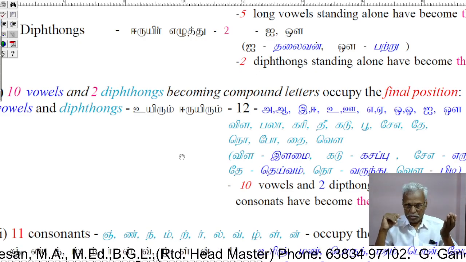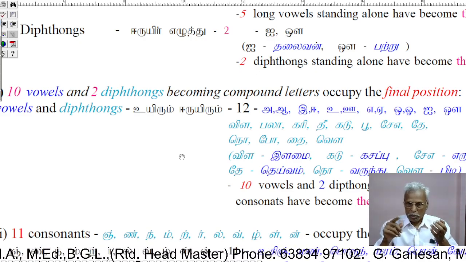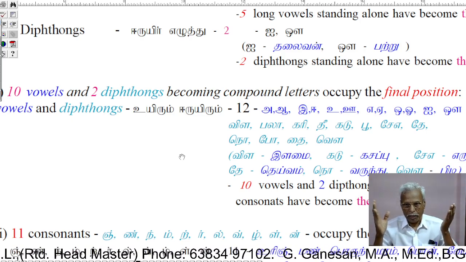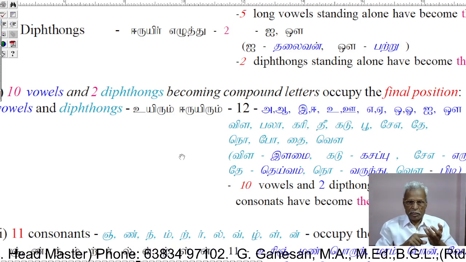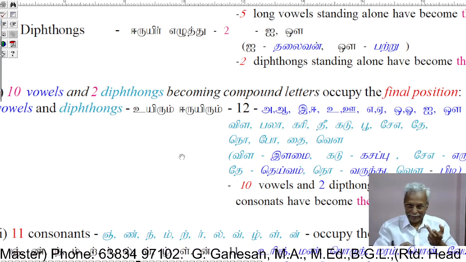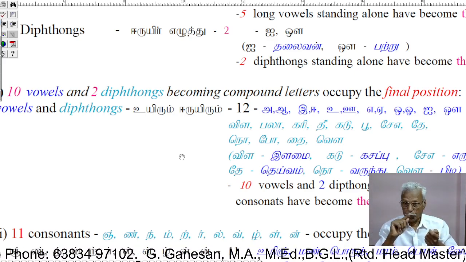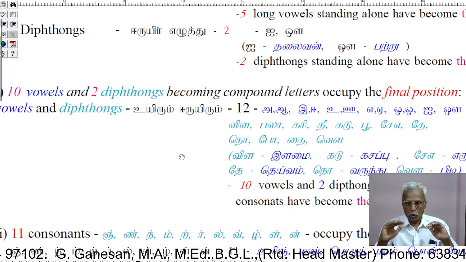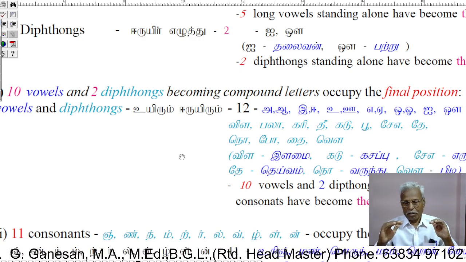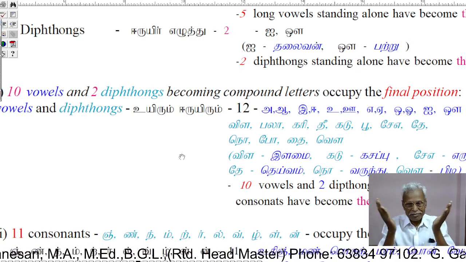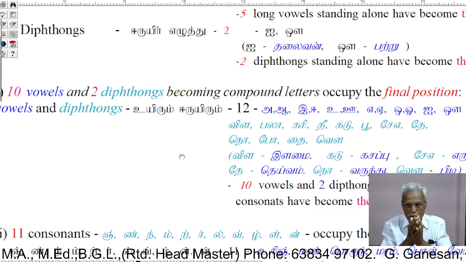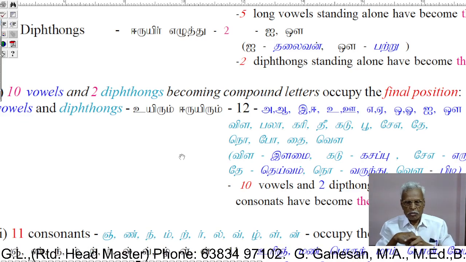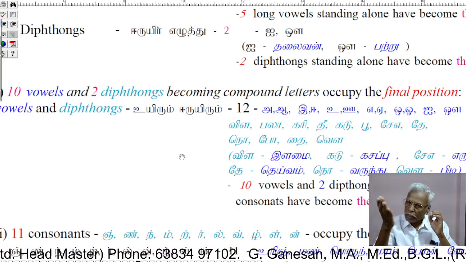Vowels and diphthongs, uyir, 12. A, E, U, E, O, I, Ow. Vida, Pala, Kari, Ti, Kadu, Pu, Se, Te, No, Po, Tai, Wow. Just these 10 vowels and 2 diphthongs combining with other consonants can occupy the end position.